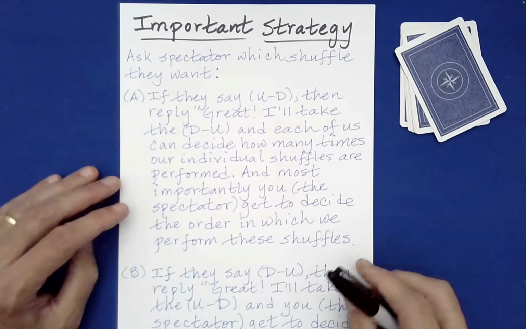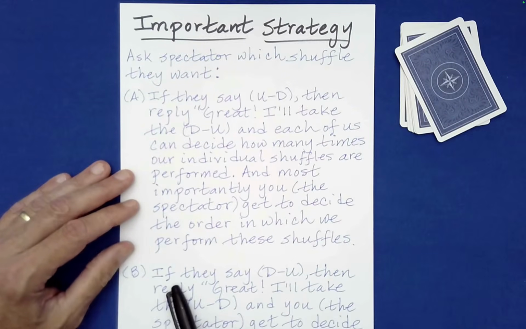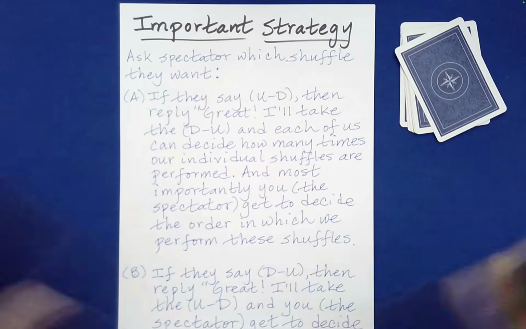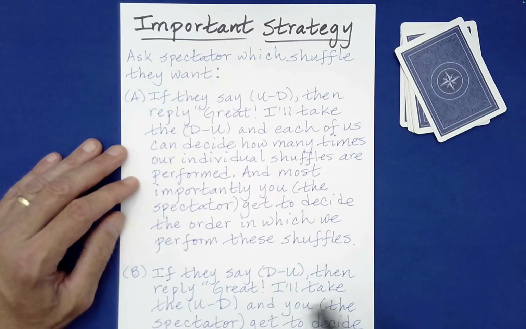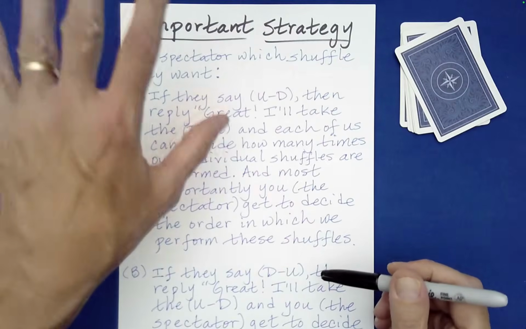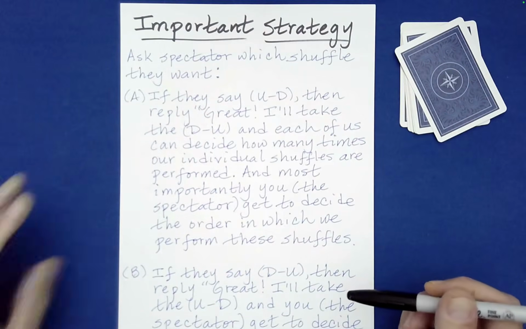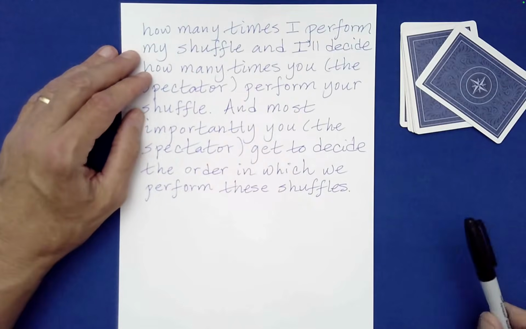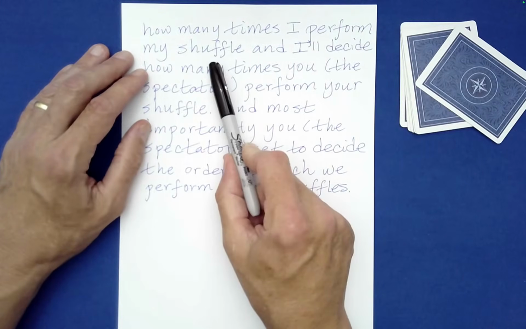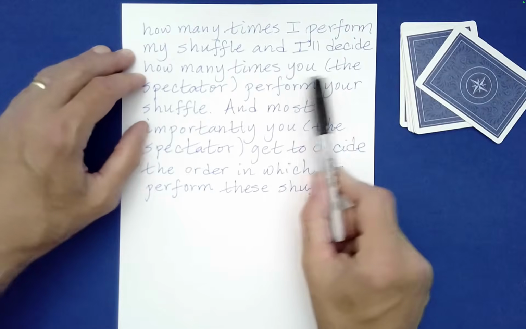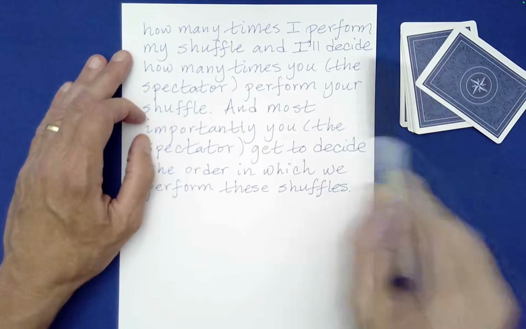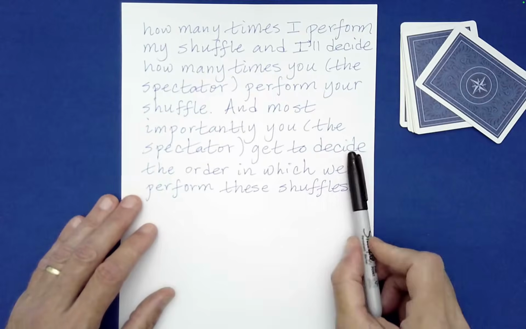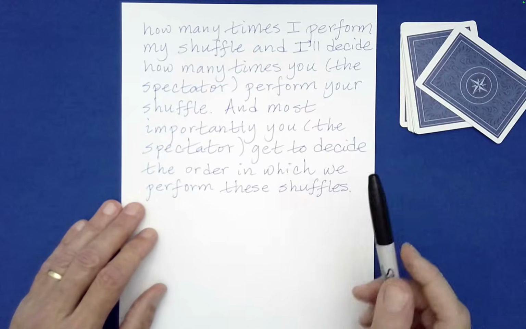That makes a difference. Okay, so what do you do if they say they want the down-under? which is a possibility. It's like a 50-50 chance. No problem. Then you just reply, great, I'll take the under down. Okay, so spectator gets the down under, I get the under down. And then you say, and you, the spectator, get to decide how many times I perform my shuffle, and I'll decide how many times you, the spectator, performs your shuffle. But most importantly, you, the spectator, get to decide the order in which we perform these shuffles.